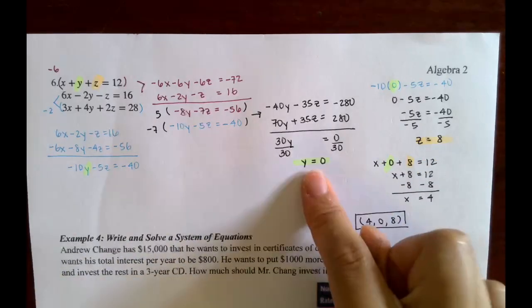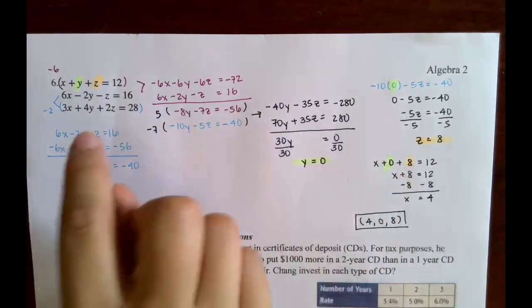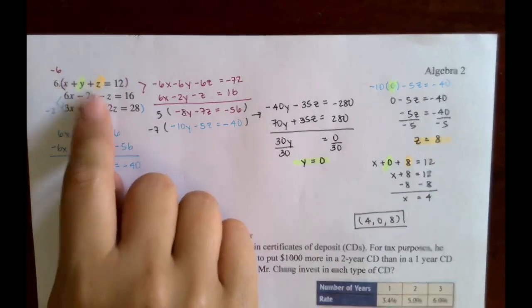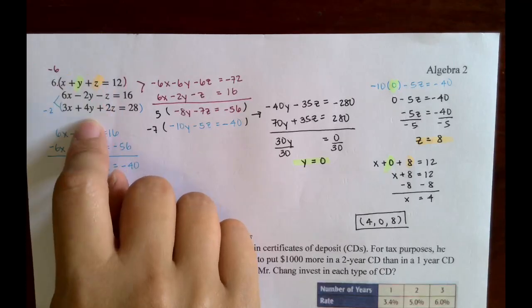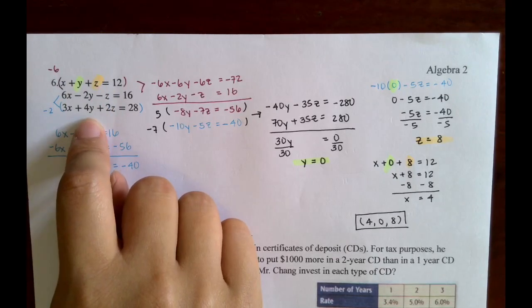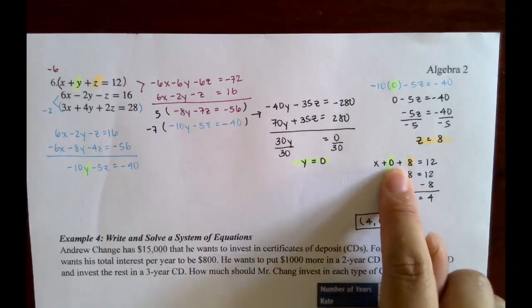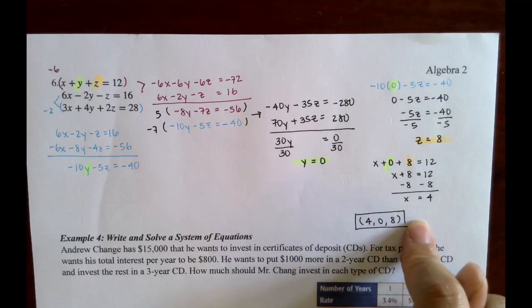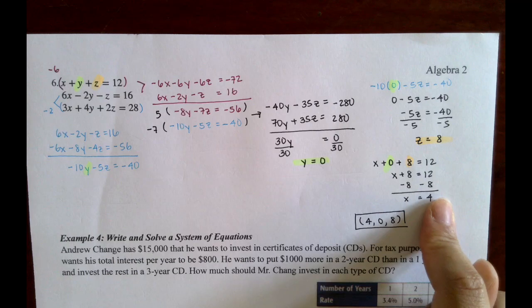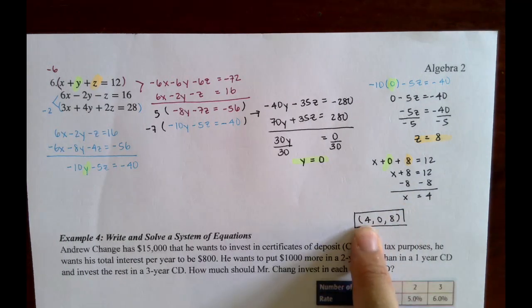So now that I know y is 0 and z equals 8, I can plug it into any of these three to solve for what x is, right? Because it should be true for all three of them if it's a solution. The top one seemed the simplest, so I plugged it into that one. I replaced the y with 0 and the z with 8, and that gave me x equals 4. So my ordered triple is x is 4, y is 0, z is 8, so (4, 0, 8).